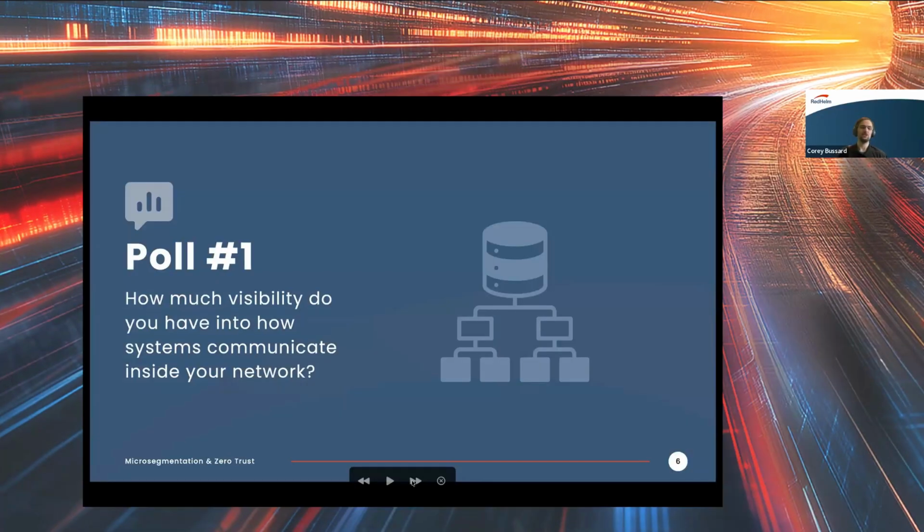Well, with that, it's time for our first poll. Our first poll is: how much visibility do you have into how systems communicate inside of your network today? So that'll pop up there.